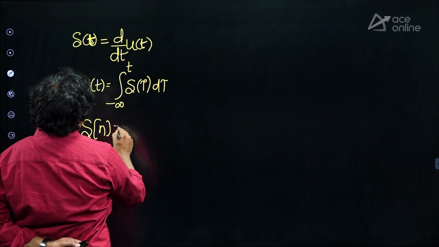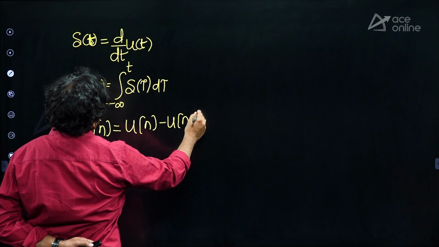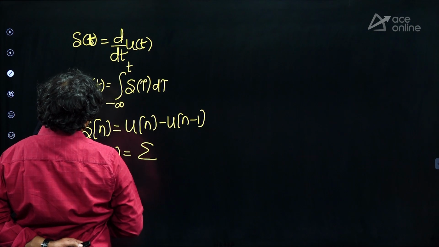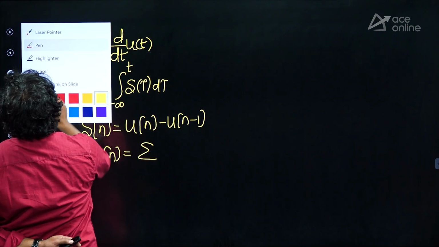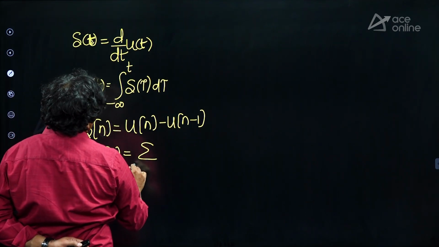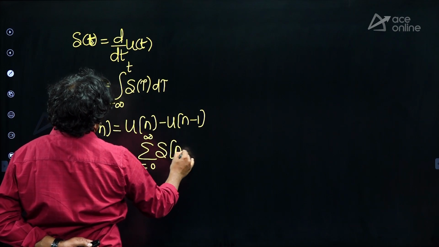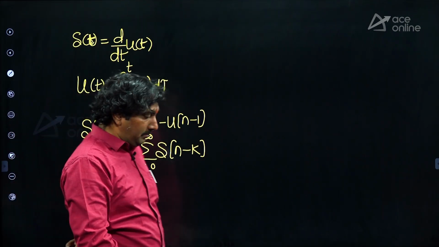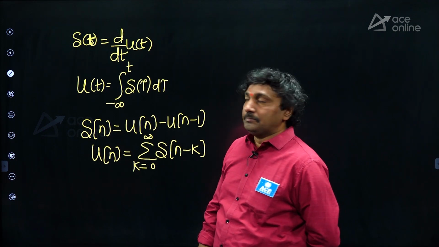What is the change we consider for a discrete case? Differentiation is converted to difference. In the opposite way, u of n equals sigma 0 to infinity del of n minus k. So these are the relations between the basic standard signals, impulse and step function.